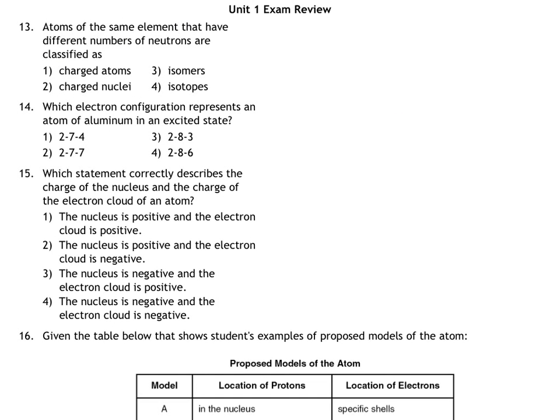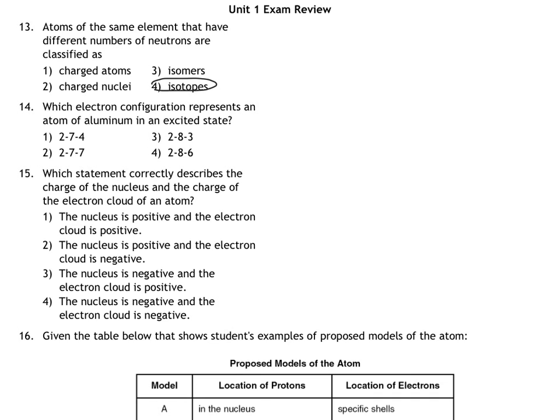So number 13, it says atoms of the same element that have different numbers of neutrons are classified as. We can go ahead and say right now that that's called an isotope, but this is the definition of isotope. An isotope is atoms of the same element that have different numbers of neutrons. So that's just a definition question.